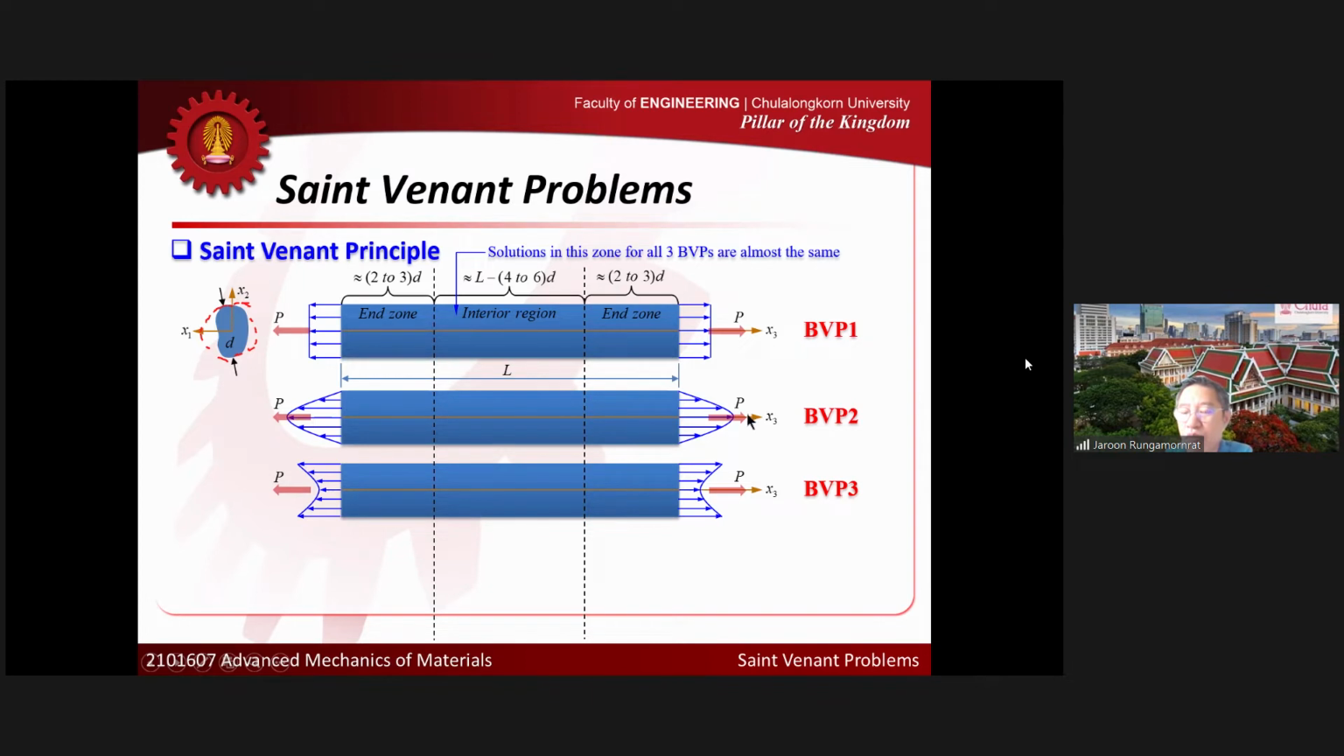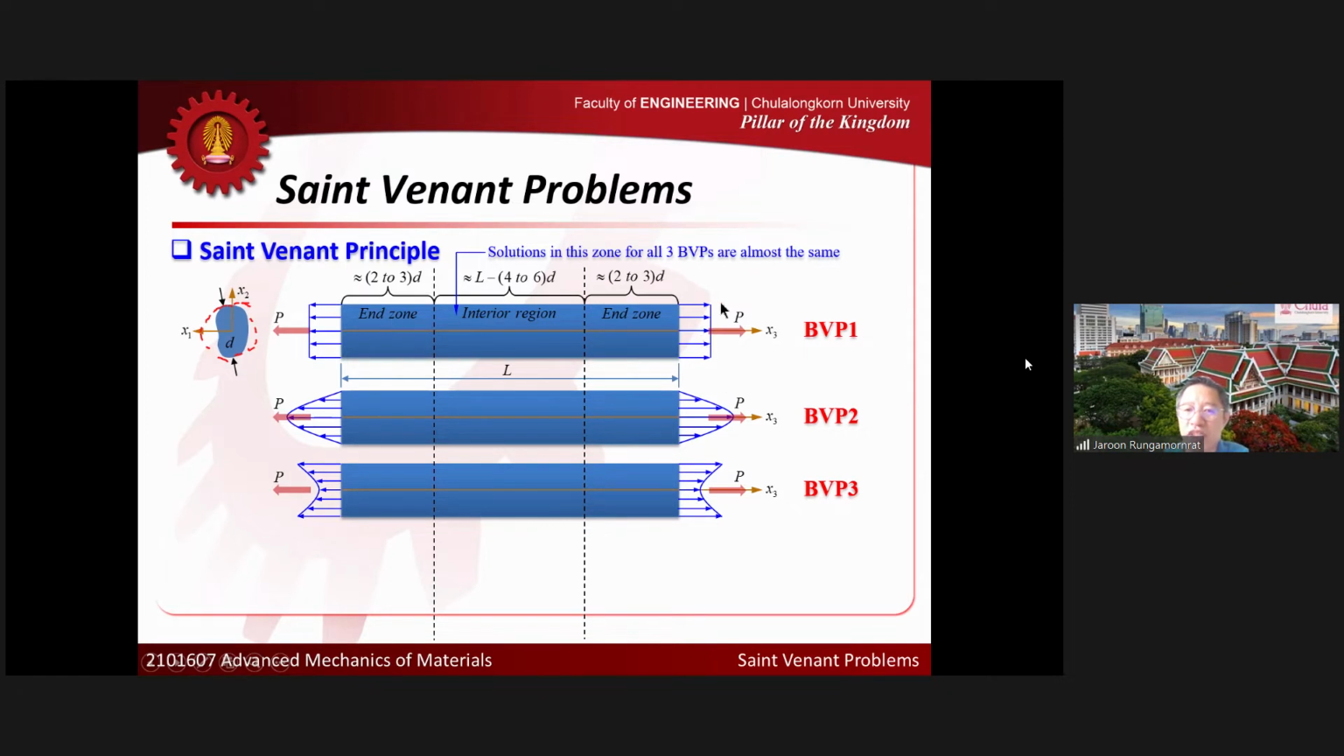I didn't say that the 3 problems will give you exactly the same solutions. At least when you move close to the end of the bar, you will see different solutions for sure, because the details of the traction that you apply here are different. So when you move closer and closer to both ends of the body, you will see different fields. You cannot get exactly the same field, because if they were exactly the same, how could they satisfy the different distributions of traction? So that should be clear to you, right?